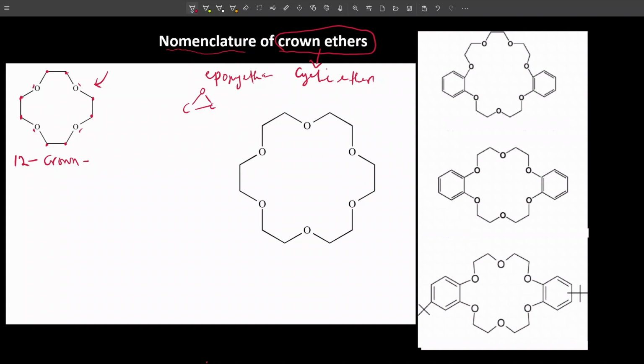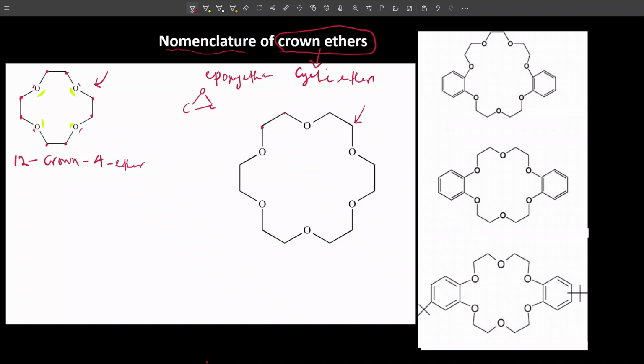Then count the number of oxygens we have. We have oxygen here, 1, 2, 3, and 4. So we call this 12 crown 4, 12 crown 4 ether. Very easy. Let's see this other example over here. Let's name the crown ether.